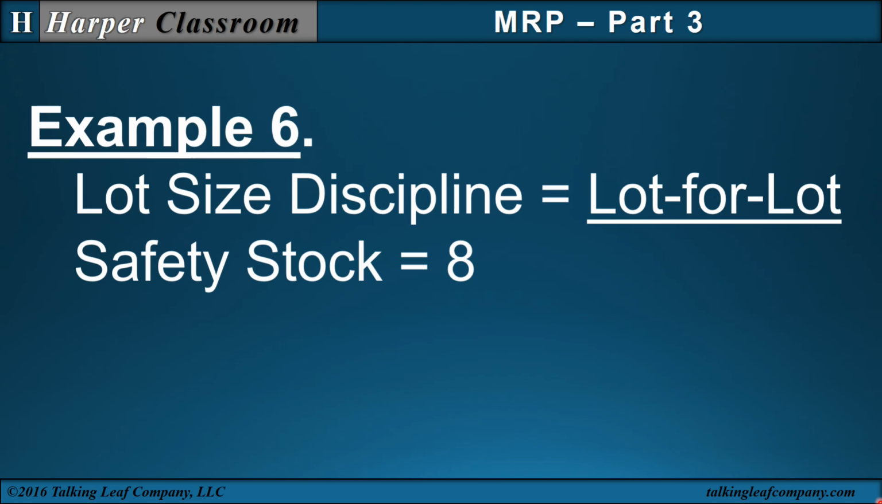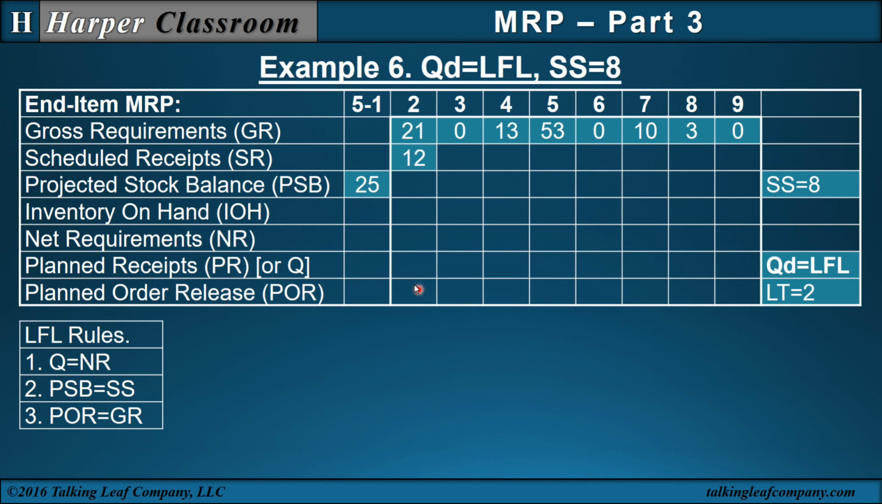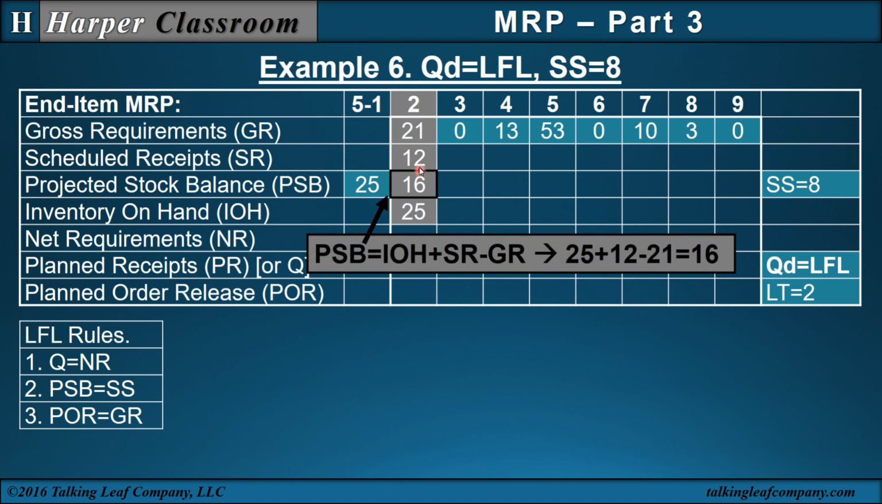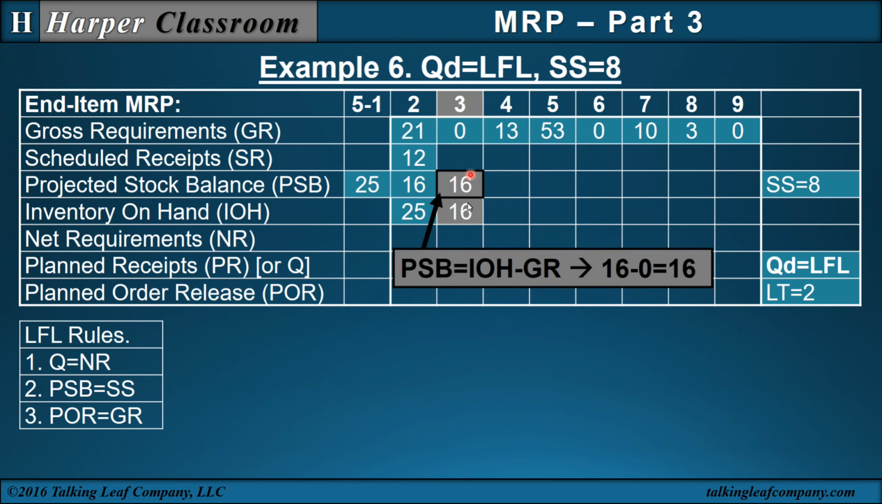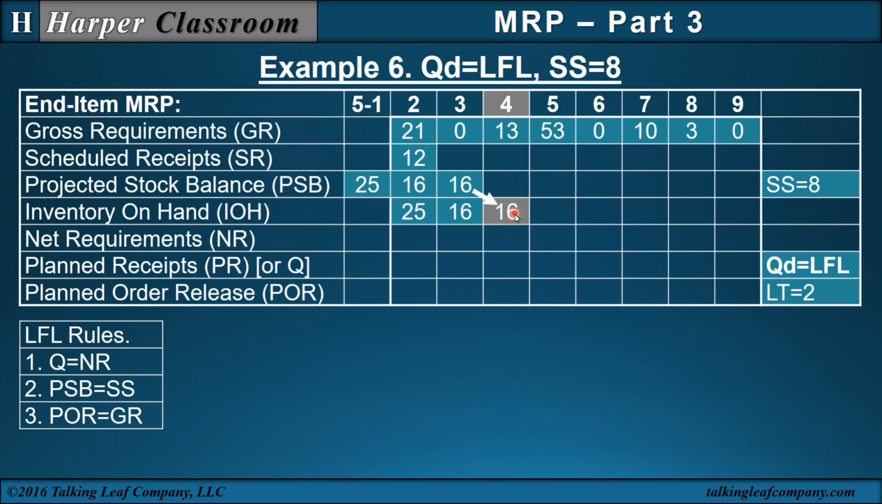Example 6 is a lot for lot size discipline with a safety stock of 8. Again, I copy the inputs, and this time we have a safety stock of 8 and an LFL, lot for lot size discipline. So for the first time period, as before, we bring down the 25 balance as inventory on hand. Our projected stock balance is our inventory on hand plus receipts minus requirements equals our balance. That carries down as our inventory on hand. No requirements, so the 16 carries over as a balance. And that comes down as the inventory on hand.